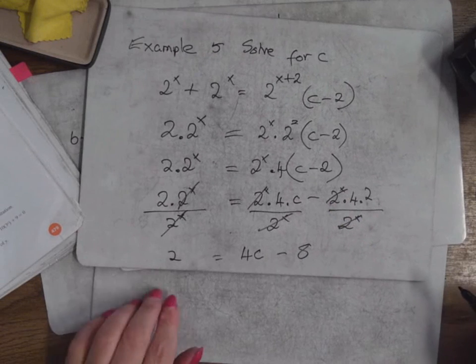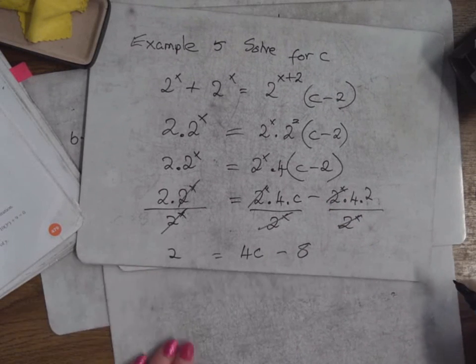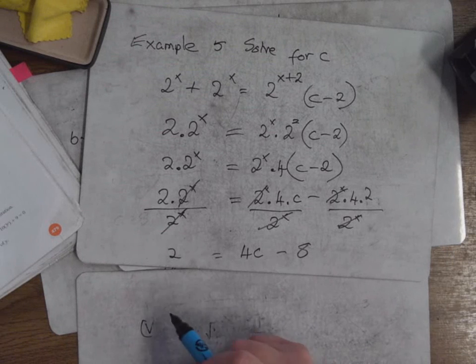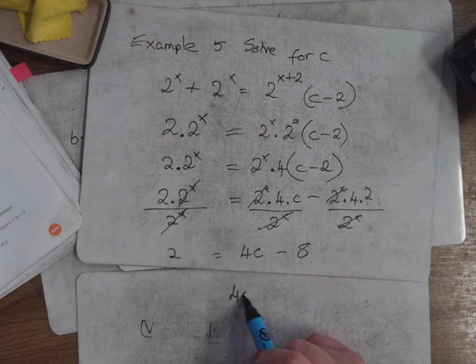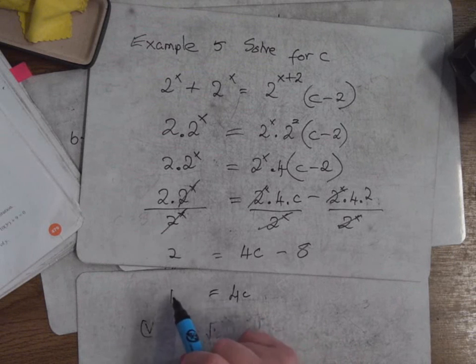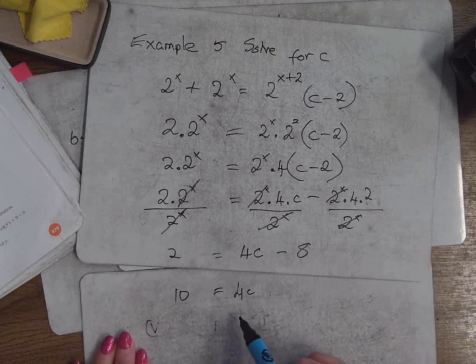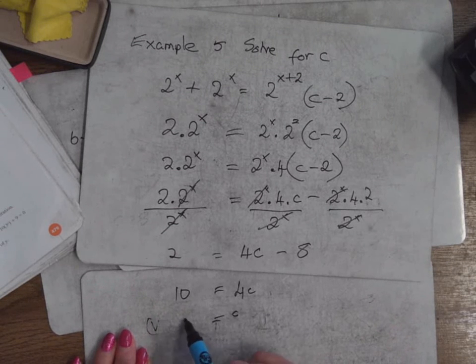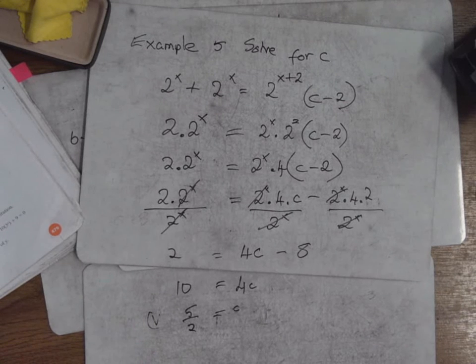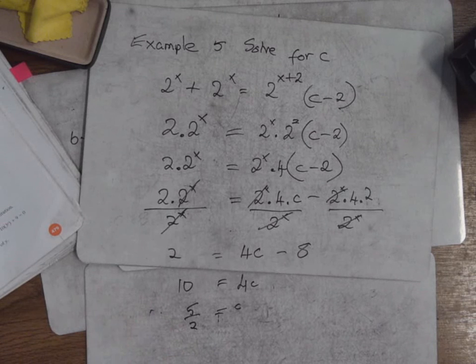Now I just have c in one side, numbers in the other. So I get 4c equals 10. So that means c is equal to 10 over 4, which cancels down to 5 over 2. There's a lot of working out in that, isn't there? Okay, so when you get to these ones, you really have to know your rules.